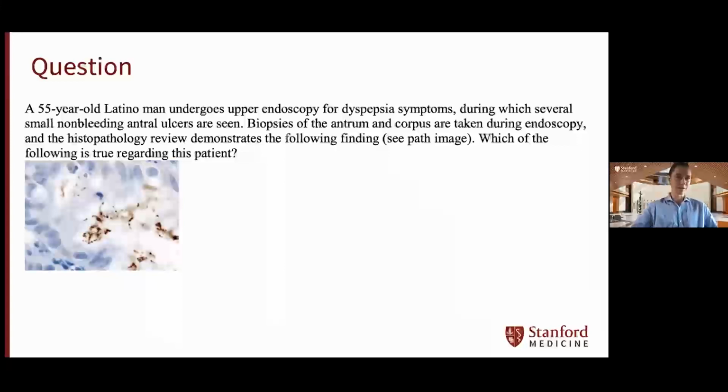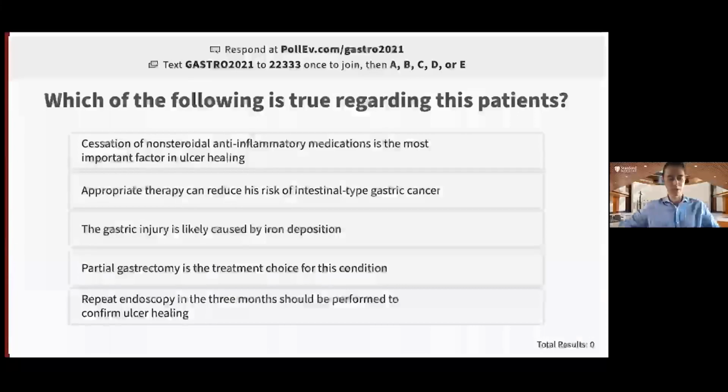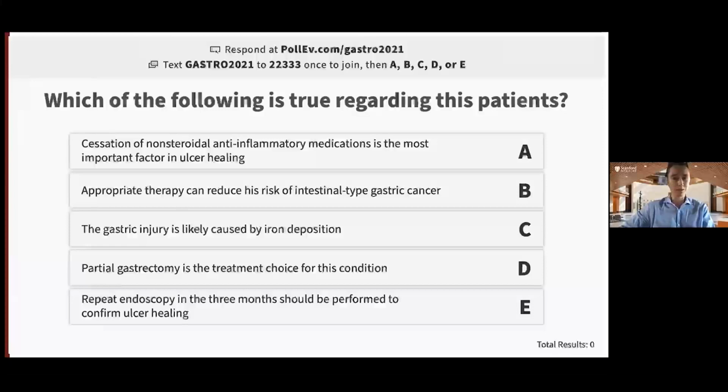So this is a 55-year-old Latino man who undergoes upper endoscopy for dyspepsia symptoms, during which several non-bleeding antral ulcers are seen on endoscopy. Biopsies of the antrum and corpus are taken during endoscopy, and the histopathology review demonstrates the following findings seen in the image below. The question is, which of the following is true regarding this patient? We'll review the questions and then go back to the photograph. So this is a dyspepsia patient. Which one is true about this patient?